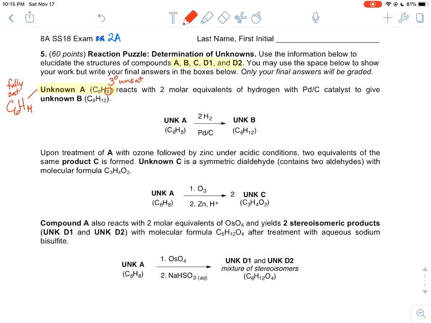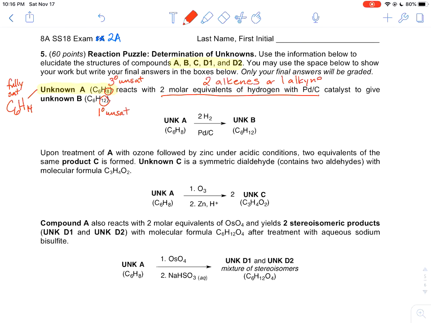All right. So we're going to move on and see that this reacts with 2 molar equivalents of hydrogen with palladium catalyst to give unknown B. So we see that the degrees of unsaturation in unknown B are now 1 degree. We know that 2 of those degrees of unsaturation had to do with or included alkenes. And that was enough, 2 degrees of unsaturation would be 2 alkenes or 1 alkyne.